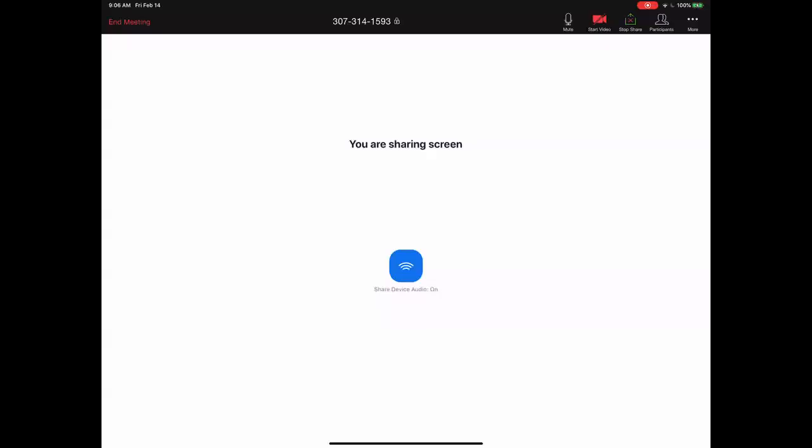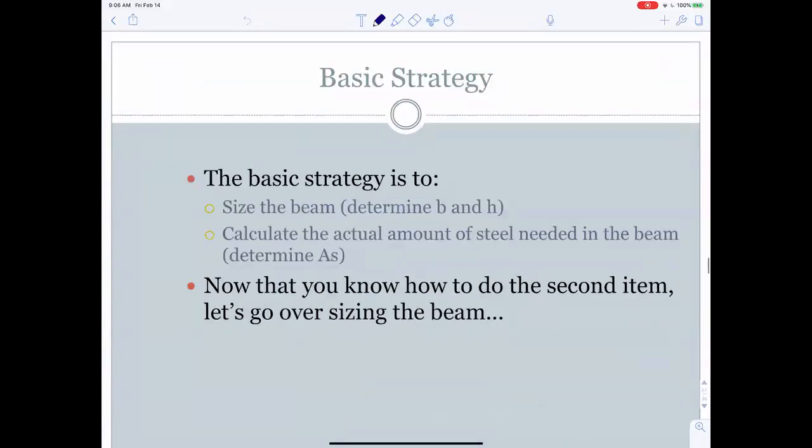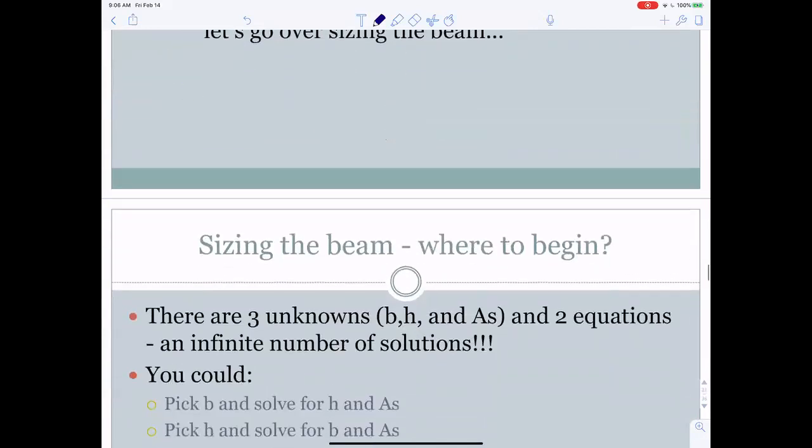Last time we ended with: if you are given the cross-section size and required moment, you could pick out the amount of steel. That's the second step in designing a beam for flexure. So what we're going to do now is the first step: size the beam. After you have the size, you can do the step we just described, picking the steel. So let's go over how to size the beam.